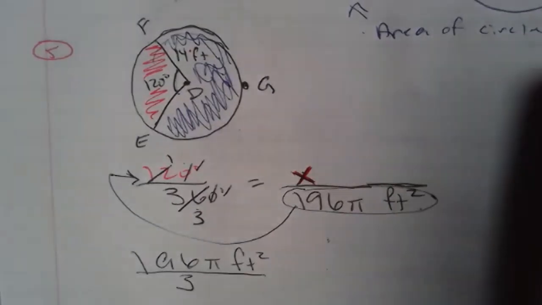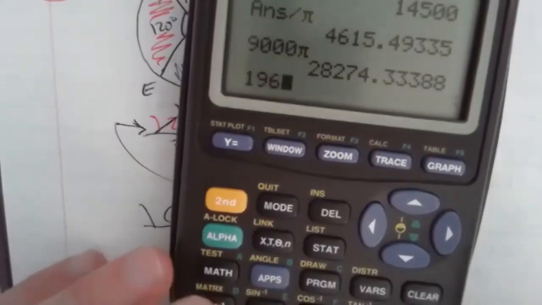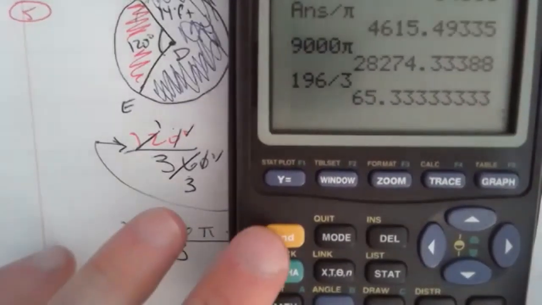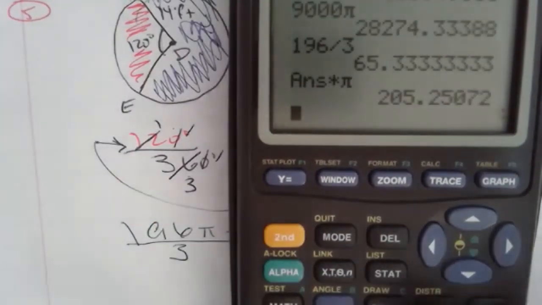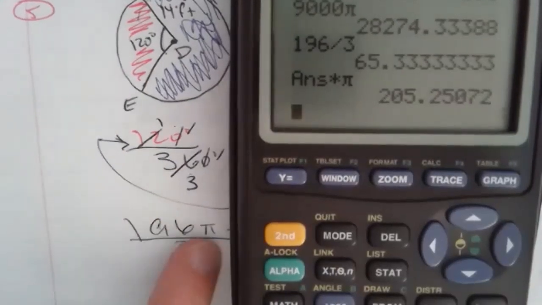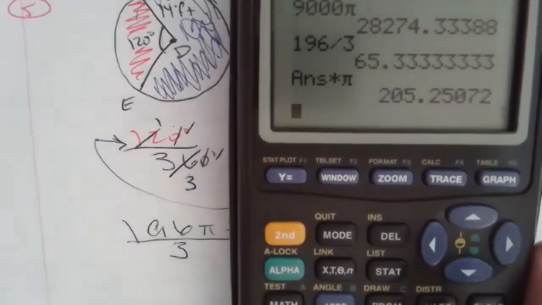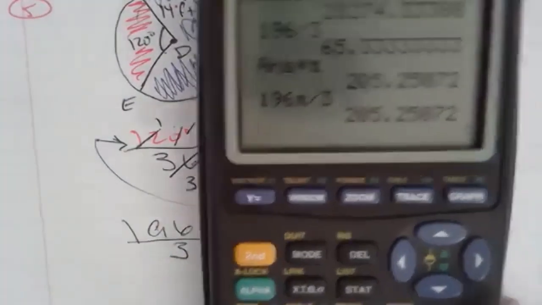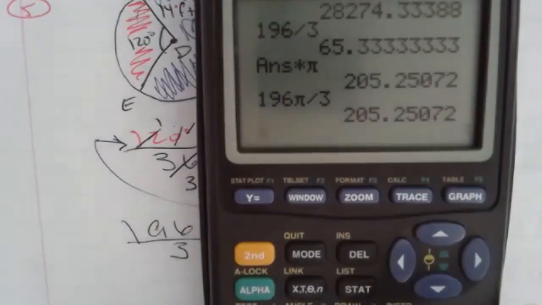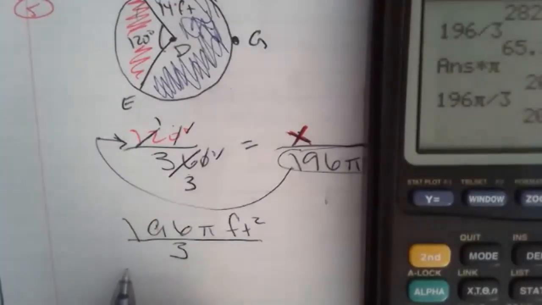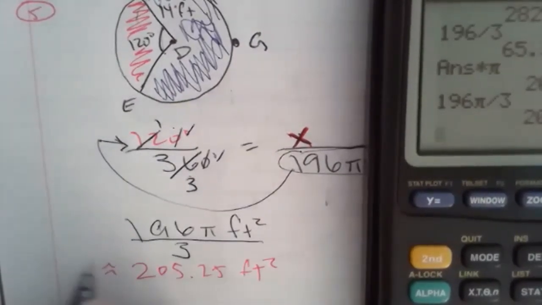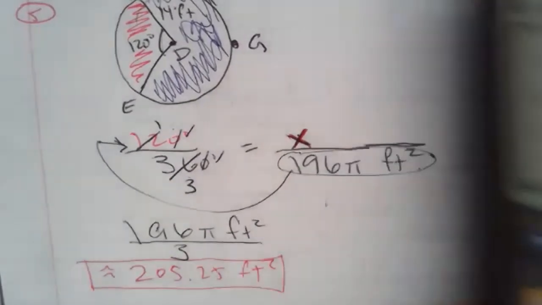Do you know how many times 3 goes into 196? Yeah, me neither. Sure, we could figure it out, but that's what we have this for. I wasn't going to guess that, was I? And I could times it by pi. Now, I kind of did it a little weird. You know, you can do it this way. I wanted to see if I was going to get a nice number. But we could also just say 196 pi divided by 3, because 3 is the only thing in the denominator. Math makes sense. We're going to round to the nearest hundredth, and we're not going to forget our units. So 205.25 square feet, approximately. And that is my area of the sector.